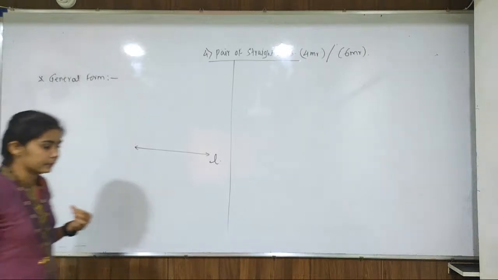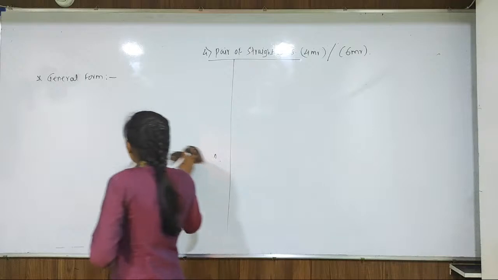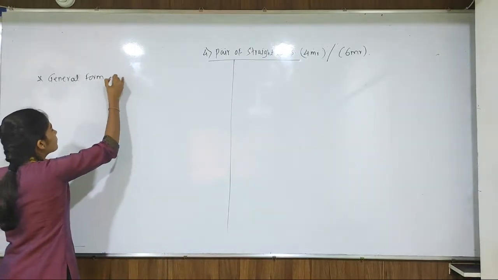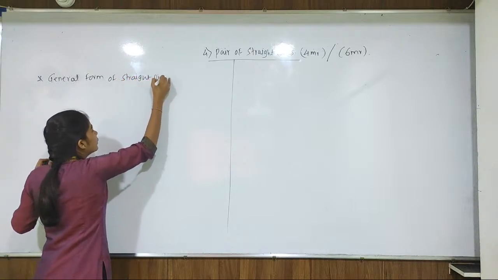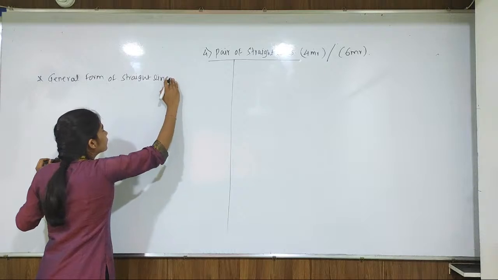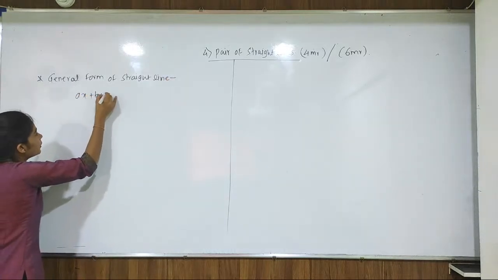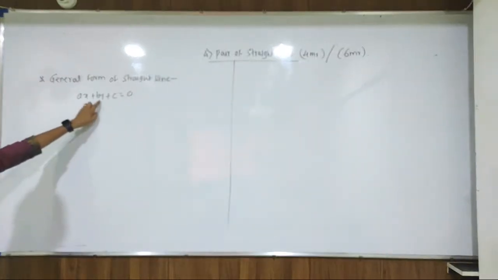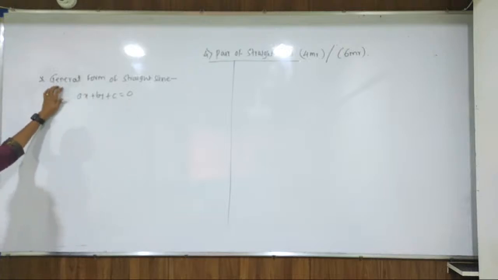झालंय आपलं already. So general form of straight line. So it is ax plus by plus c is equals to 0. ax plus by plus c is equals to 0. This is the general form of the straight line.